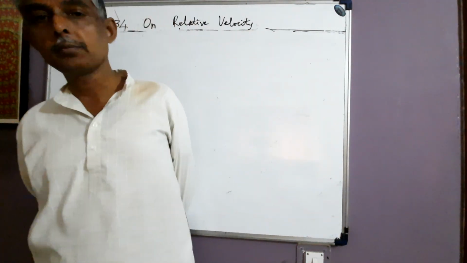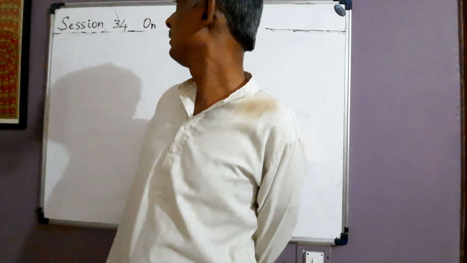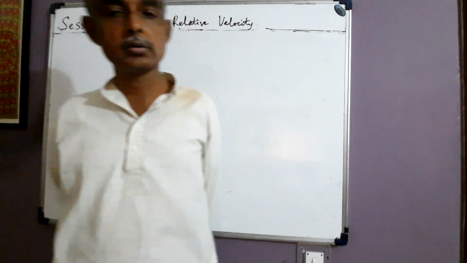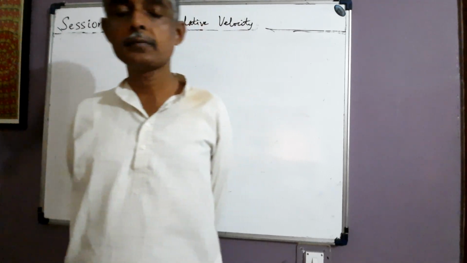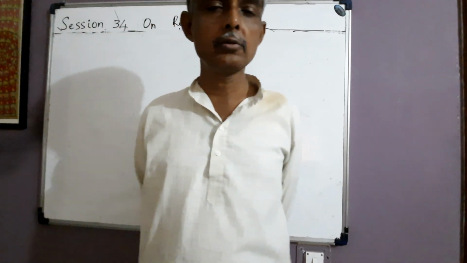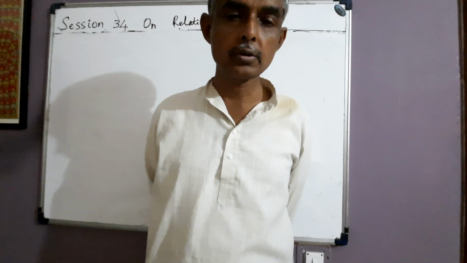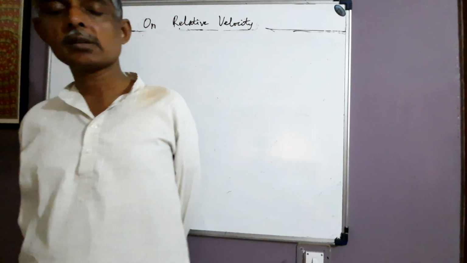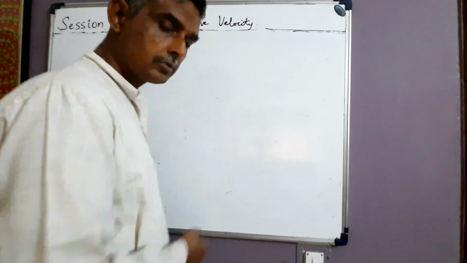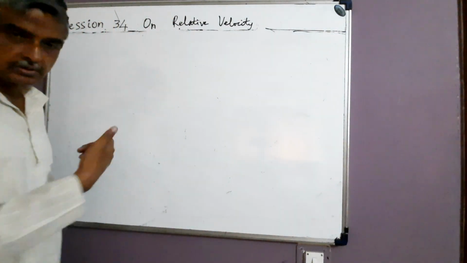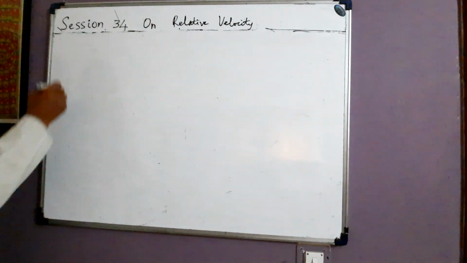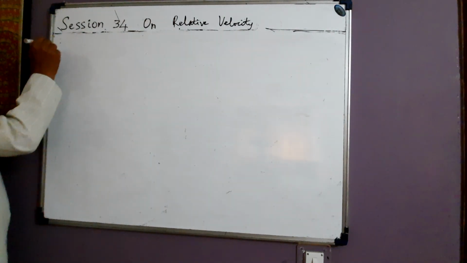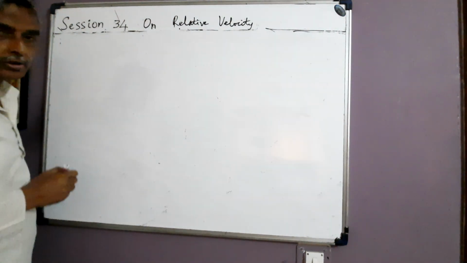So today we'll take up the 34th session on relative velocity. In this we'll discuss relative velocity two-dimensional collision problems. That will be discussed in two phases, phase 1 and phase 2. I'll write it down. First, what we'll discuss in today's video, I'll state it first. So we'll discuss relative velocity collision problems in two dimensions.